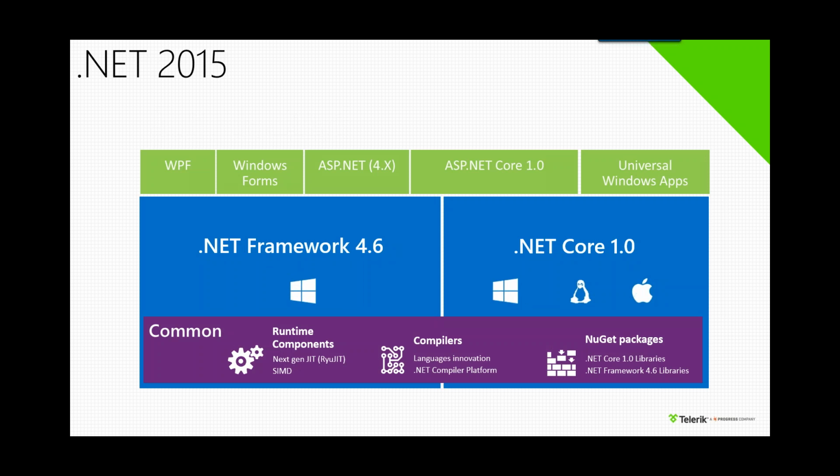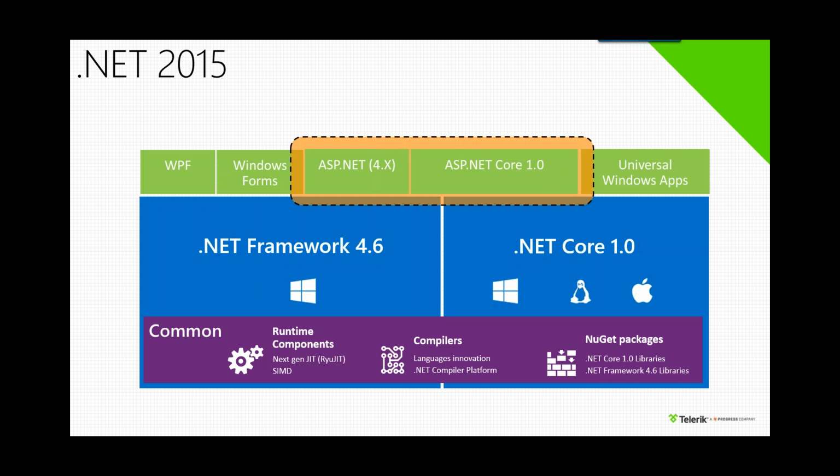On a .NET Framework 4.6, you can create a WPF, Windows Forms, and an ASP.NET 4.x. With .NET Core 1.0, you can create ASP.NET Core 1.0 or Universal Windows apps. Mind you, Universal Windows apps can be run on a device. That's because it's targeted towards Core, and then Core runs on the devices. So that's how cool it is.